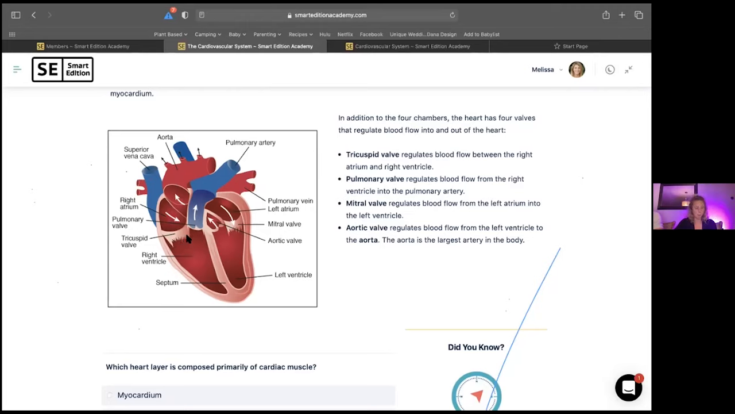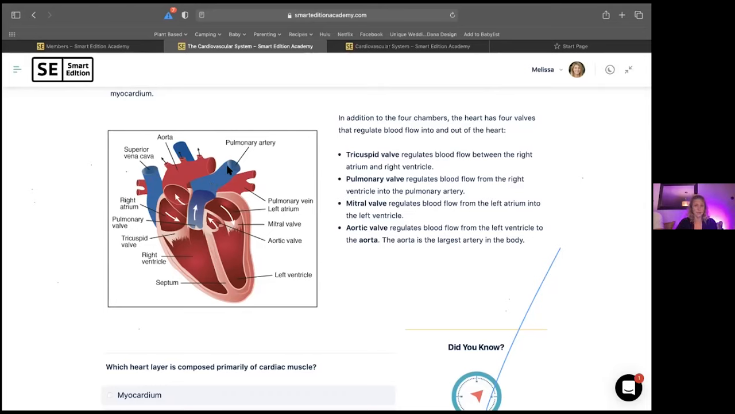Then we have the pulmonary valve, which should be right here. This regulates blood flow from the right ventricle into the pulmonary artery. Here's a pulmonary artery, and this other blue one. There are two because we have two lungs. The blood's going to each lung to get oxygen and bring it back to the heart.